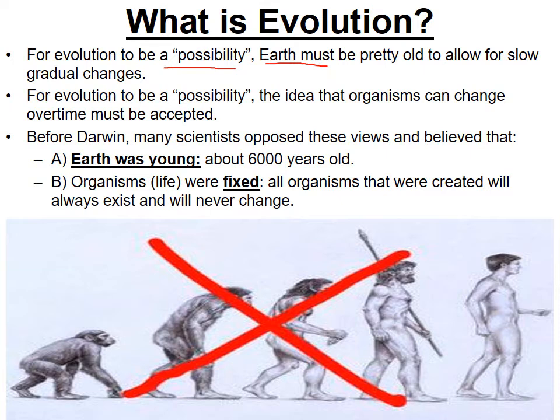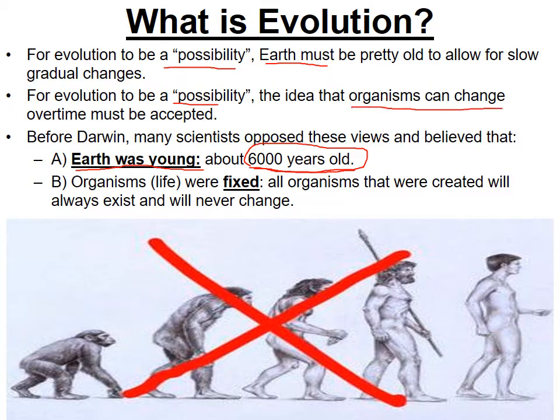But there's a problem though. Before Darwin and scientists that support the theory of evolution today, many scientists thought that Earth was really young. According to the church, Earth was only 6,000 years old, and that would not be enough time for all these gradual changes to happen to explain the diversity that exists today. So they were saying, you know what, evolution is not possible because Earth is too young, it's only 6,000 years old.